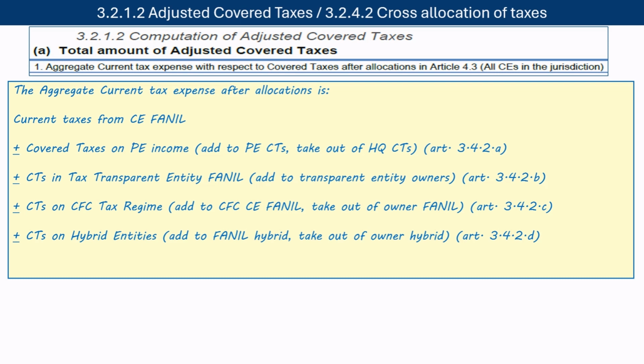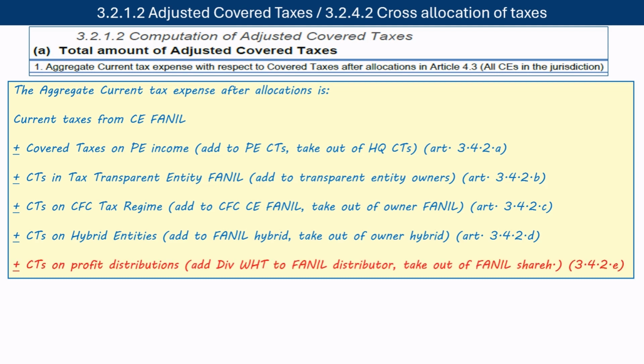And here the hybrid entities are then treated as constituent entities for GloBE income purposes. And then you obviously have to allocate the income of those hybrids to those hybrid constituent entities. And you also have to allocate the taxes away from the participants or the owners into the hybrid entity for GloBE adjusted covered tax purposes.